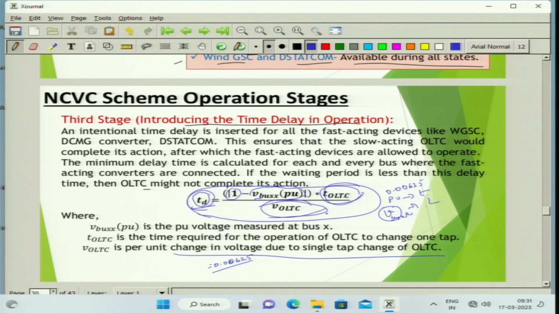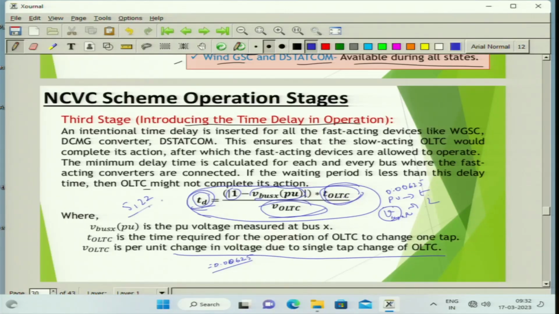Now, by giving this as a time delay, the real OLTC which is present at bus number 1 will certainly complete its action, because it is a radial network. The buses we have considered are bus number 5 and bus number 22. Since it is a radial network, the bus voltage at these buses will be less than the bus voltage at bus number 1. So, if we at least take this time delay, it will be naturally understood that the physical OLTC would have completed its action sitting at bus number 1. This is what we have done, taking advantage of the radial network.